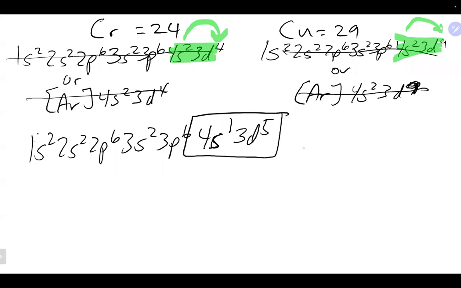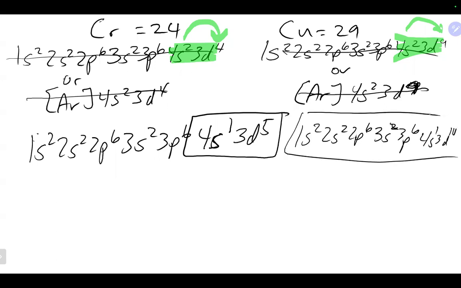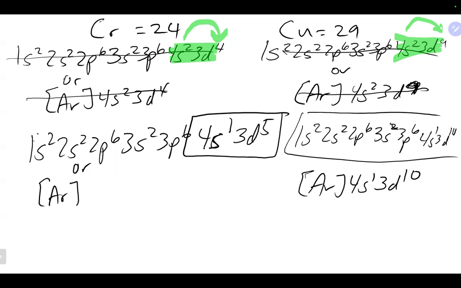Copper has pretty much the same deal. It would be 1s2, 2s2, 2p6, 3s2, 3p6, and 4s1 3d10. So for copper, argon 4s1 3d10, and for chromium, argon 4s1 3d5. These are two exceptions to the normal electron configuration you should be aware of. Again, the exception is basically one more electron in the d, one less electron in the s.